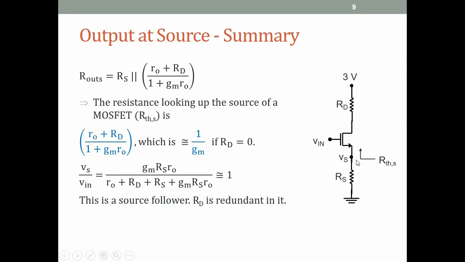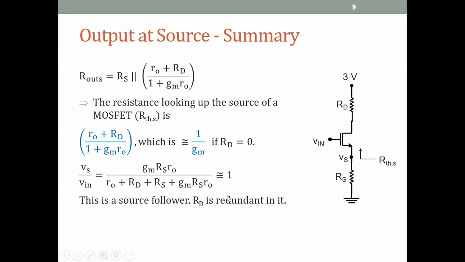So the resistance looking up the source of a MOSFET is typically a small quantity. I say typically because it is not small if RD becomes very large, which we'll see later on. So the resistance looking at the source of a MOSFET is small if this RD is not very large. So let us put it that way.